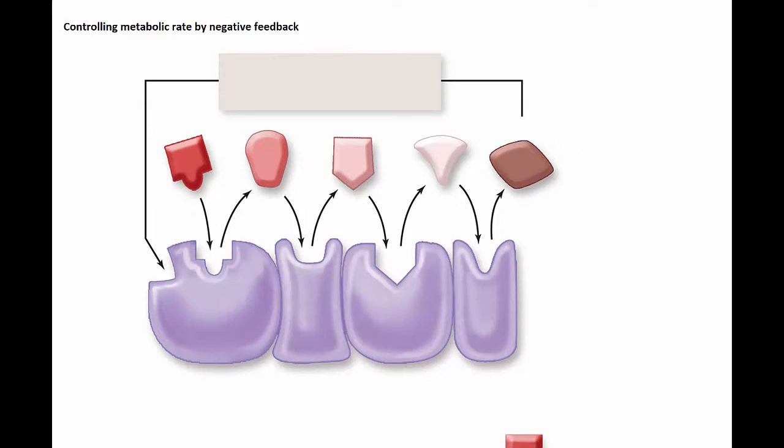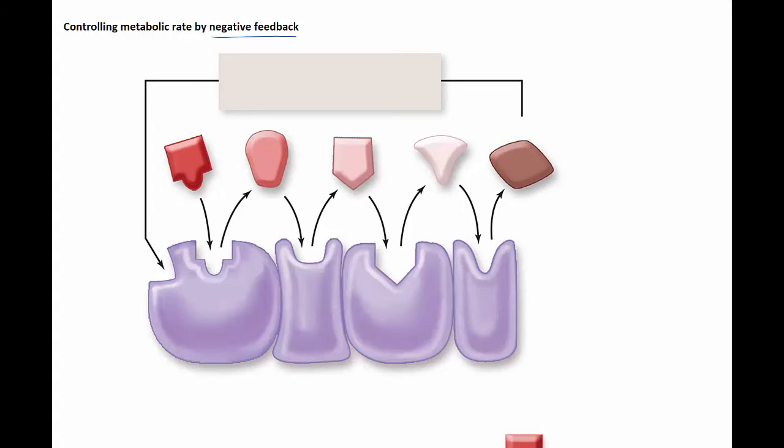Metabolic pathways are actually controlled quite precisely, so it's not like if you just have an excess of enzymes in a cell that it's just going to keep catalyzing a reaction and you're going to end up with an excess of products. In fact, there is a process called negative feedback which specifically prevents this from occurring.